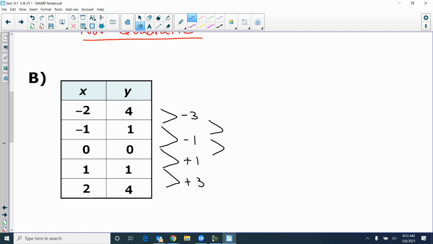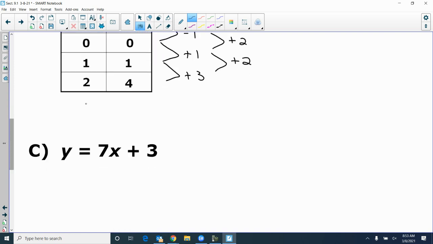Now we test the second differences. Really be careful here. Colin? +2. -3 to -1 is +2. -1 to 1, Christian? +2, and then 1 to 3, I can do that one. +2. All the same, right? What's that mean, Preston? It is quadratic. So this is quadratic. Your second differences are constant.